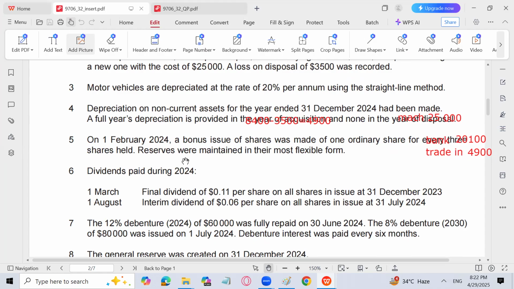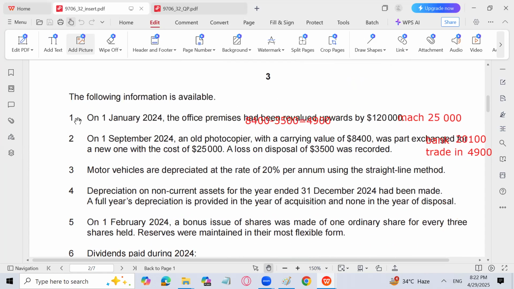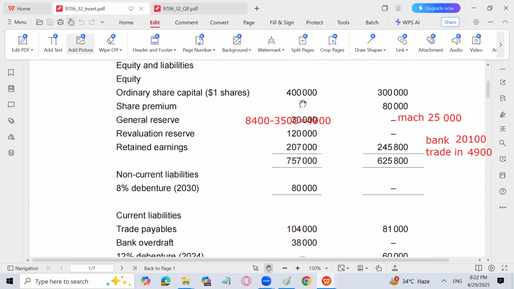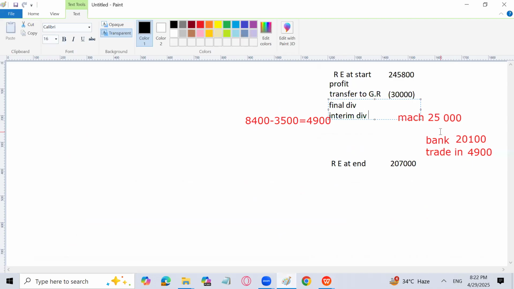If you just see the question, the bonus shares are issued after 31st December. So it means bonus shares will not be entitled to the dividend. Only the original shares, which were there in the previous year, will be entitled to the dividend. So 0.11 per share is the dividend. Let's see, what were the original shares? They are 4 lakh now, but they were 3 lakh at the start. So 3 lakh into 0.11, we will get the final dividend, which is 33,000.